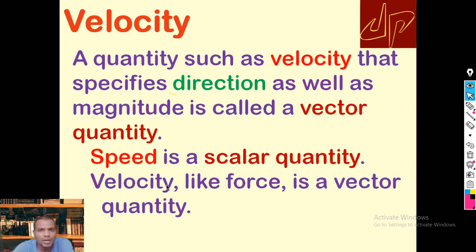Finally, we can define a quantity such as velocity that specifies direction as well as magnitude. Those quantities are known as vector quantities. We define physical quantities in two categories: one is vector, another is scalar. So what are vectors? Vectors are physical quantities which can be measured and which have magnitude and direction. Those physical quantities we call vectors.